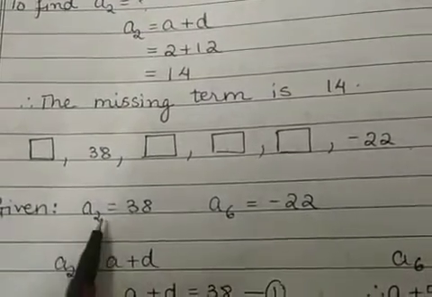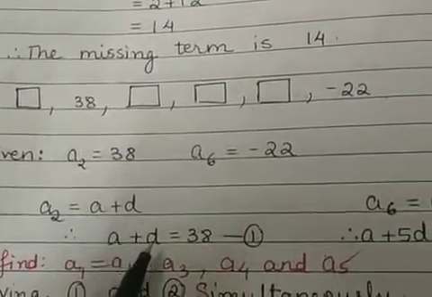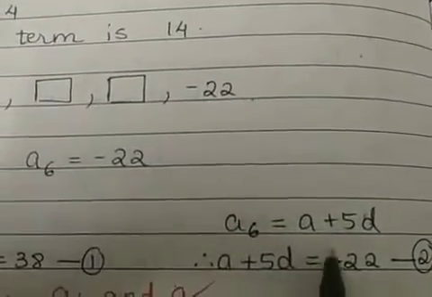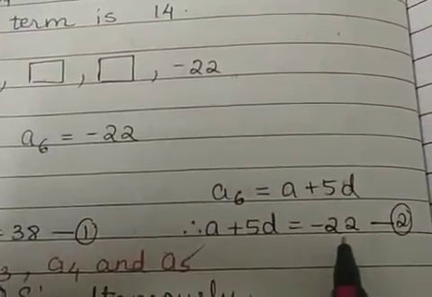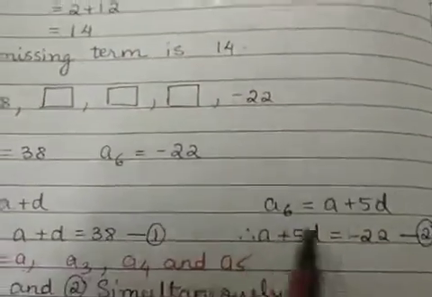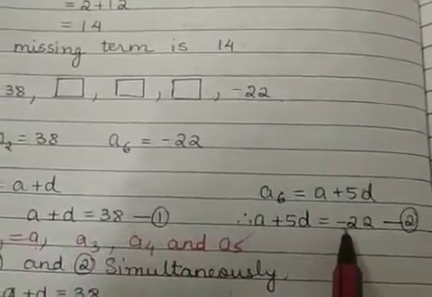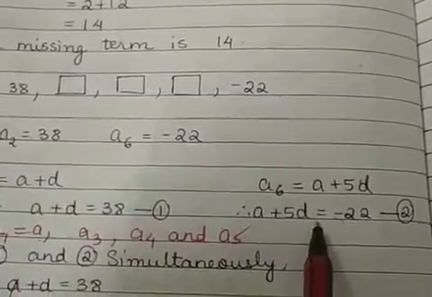What is the formula for A2? A2 is A plus D, therefore A plus D is equal to 38. Similarly, A6 is A plus 5D, so A plus 5D will be equal to minus 22. Now you have got two equations. If I solve these two equations simultaneously, then I can get the values of A and D.